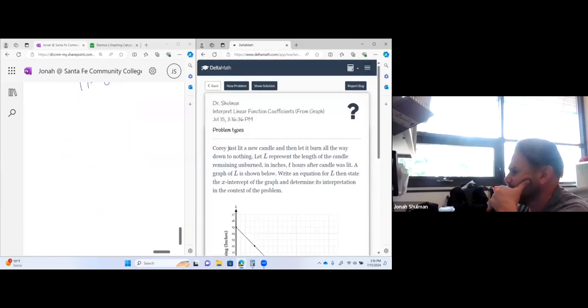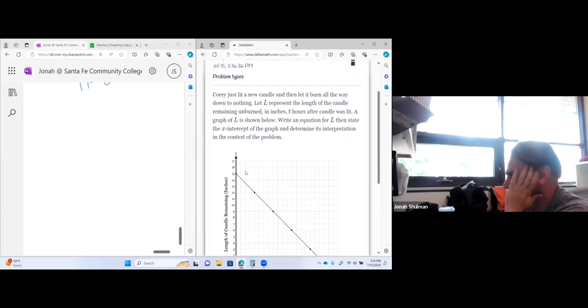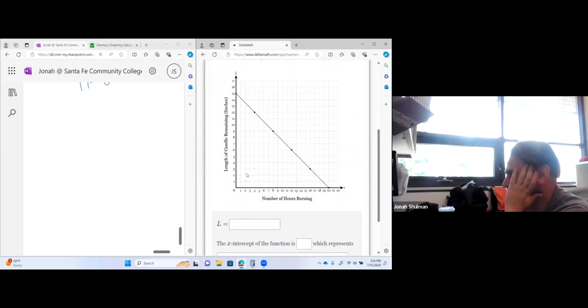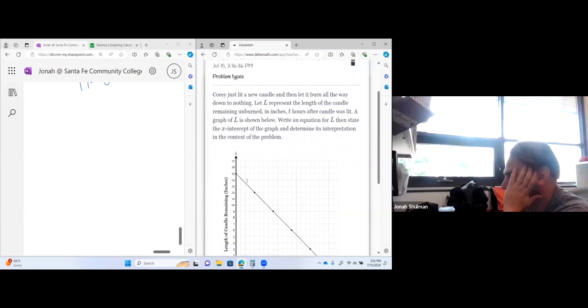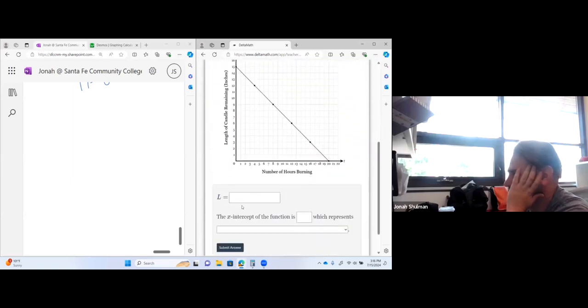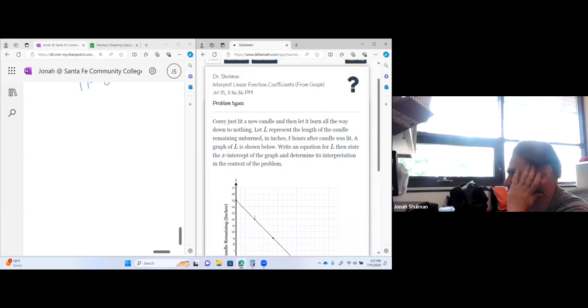So Corey just lit a new candle and then let it burn all the way down to nothing. Okay. Then state the x-intercept of the graph. Okay, so L is what? L, a graph of L is shown below. So that's the length of the candle remaining. So what is L? Write an equation for L.